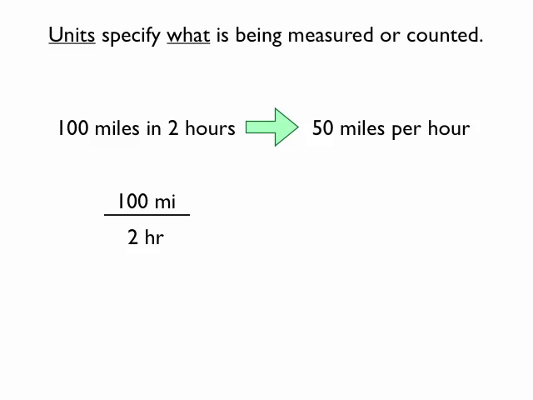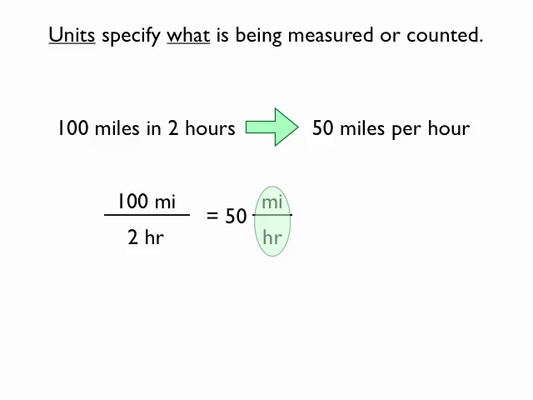To find the answer, we first divide the numbers. 100 divided by 2 is 50. But 50 alone is meaningless without units. To find the units for our answer, we must also carry out the operations on the units in our equation. In this case, we divide miles by hours, which gives us the final units of miles per hour.